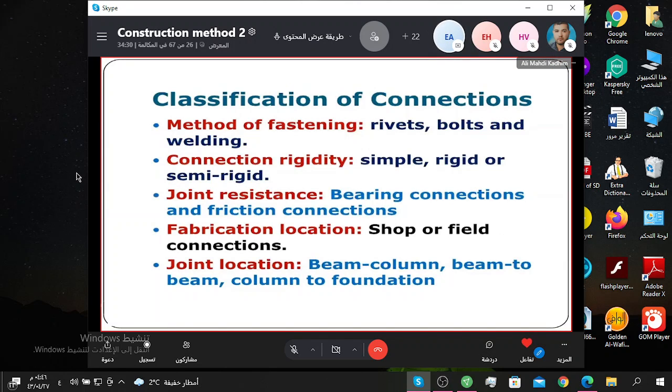Classification of connections. Method of fastening: rivet, bolt, and welding. Connection rigidity: simple, rigid or semi-rigid. Joint resistance: bearing connection and friction connection. Fabrication location: shop or field connection. Joint location: beam to column, beam to beam, column to foundation.